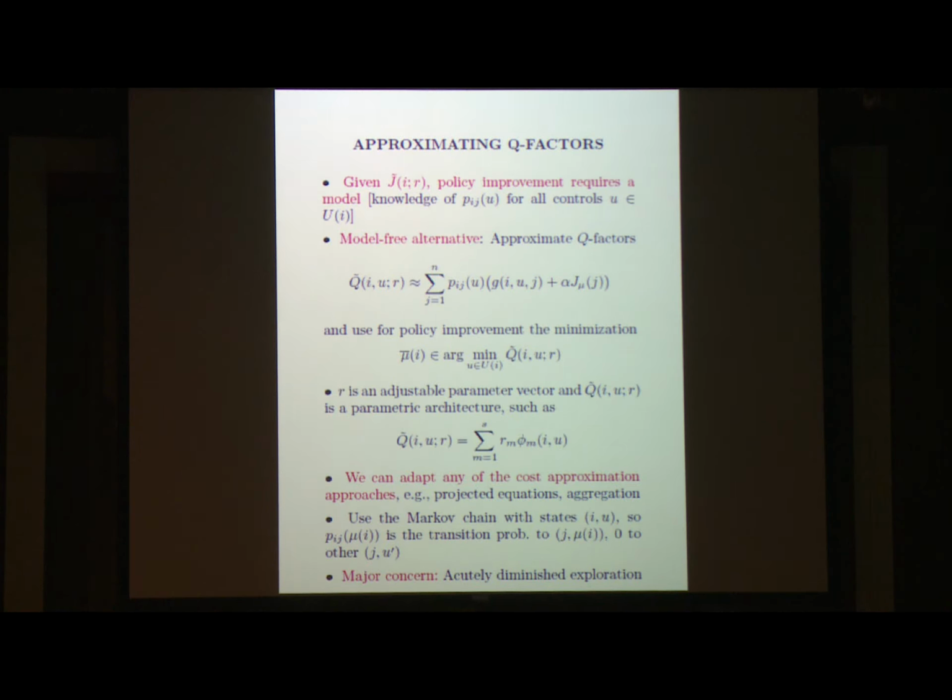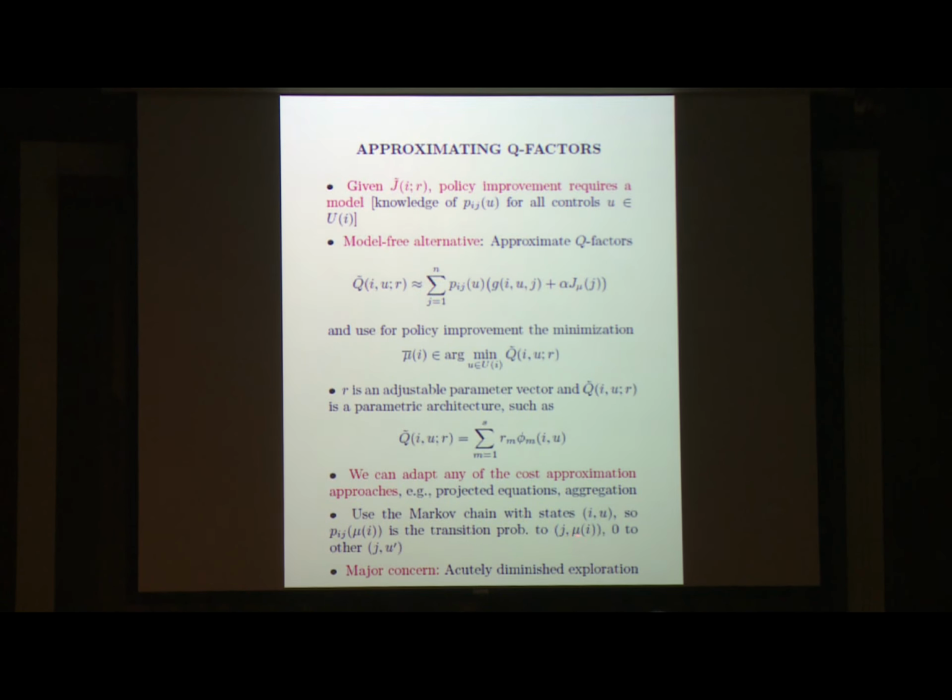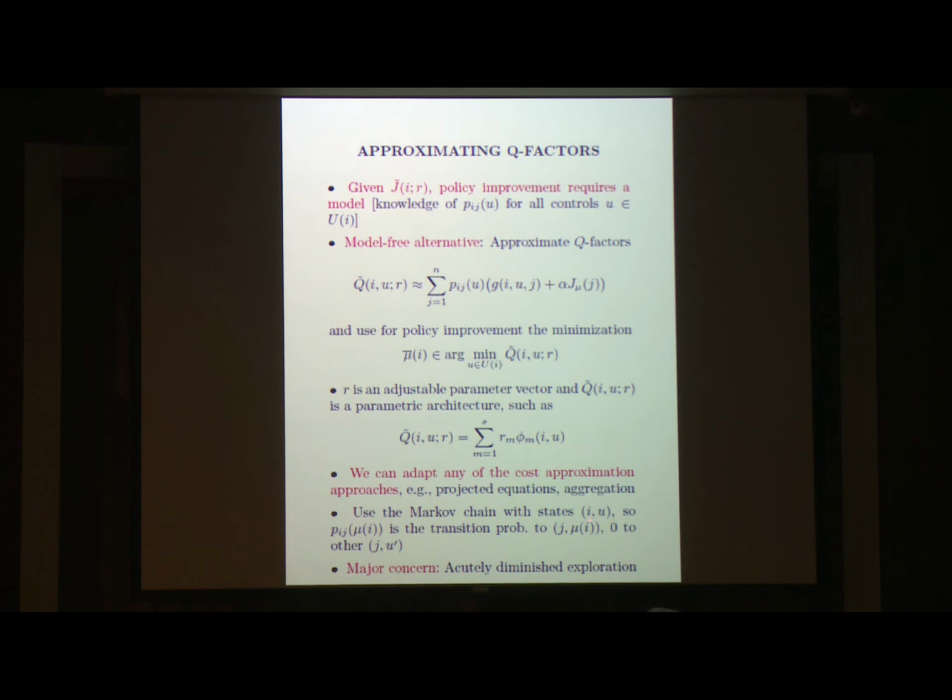On the other hand, with Q factors, for a given policy, exploration is a bigger concern, because from a state I, U, the only kind of state that you can get to is a state, this would be J here, by the way, where the control is the one assigned by the policy at J. So from I, U, you cannot go to many states. You can only go to fewer states, only a subset of states, and there's a problem of exploration.